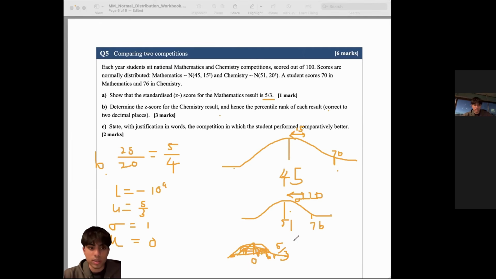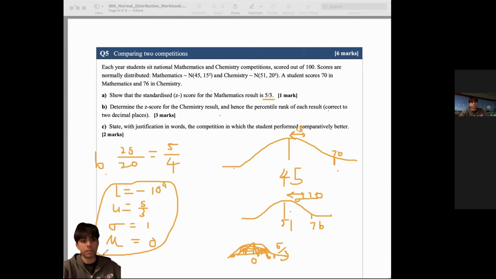If you just put those values that I have here into a calculator, it'll give you a probability, and that probability will actually be the percentile that they're better than, or they've got a higher score than. And that's how that percentile calculation works. If you do this exact same thing, but instead of the upper being 5 over 3, you do 5 over 4, then you get the percentile for chemistry.